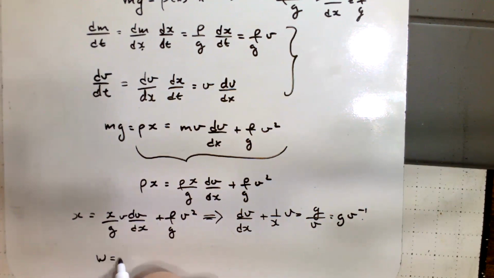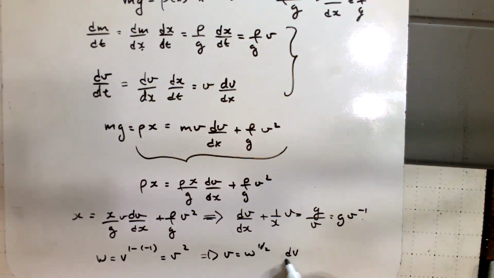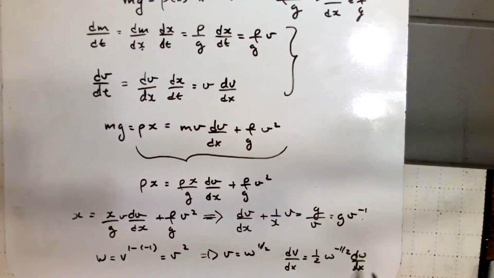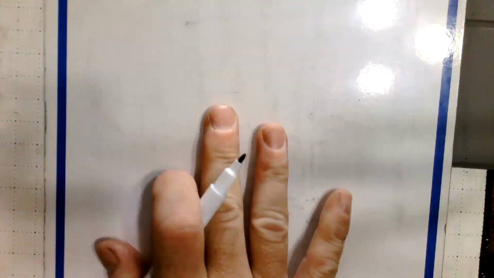I'll go with W. W equals v squared, which implies, of course, that v is equal to W to the 1/2, the square root of W. So dv/dx is equal to 1/2 W to the negative 1/2 dW/dx. Okay, let me switch boards here, and we can now rewrite the entire equation, plugging all that back into the original.